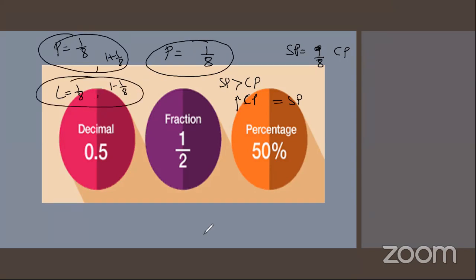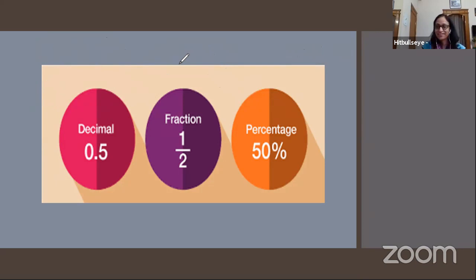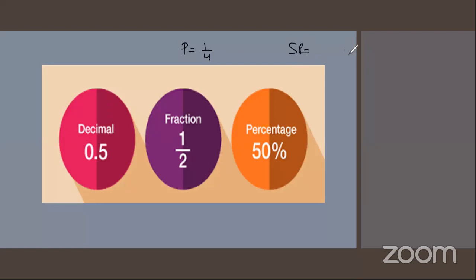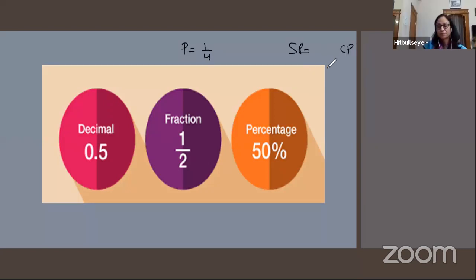Okay, so now I will not stop here. You will have to answer the next one. If the profit is 1 by 4, so selling price is dash of cost price. Tell me this fill in the blank now.